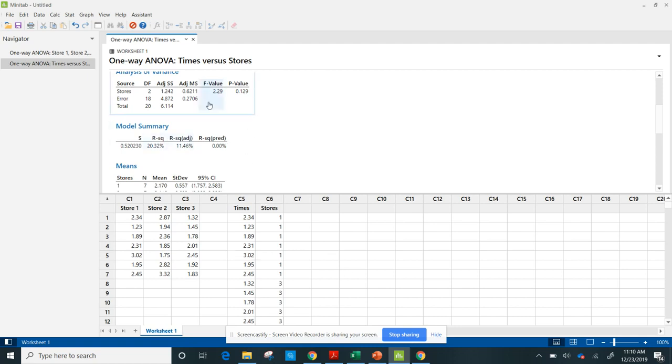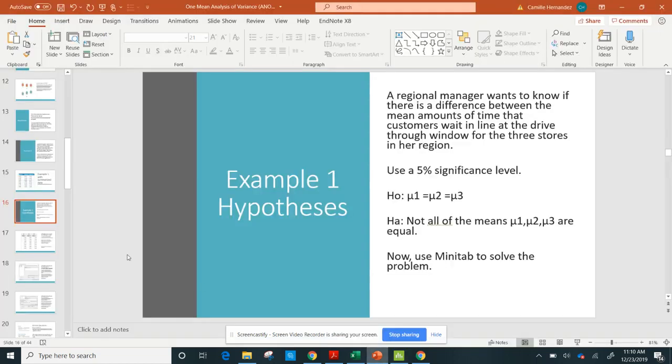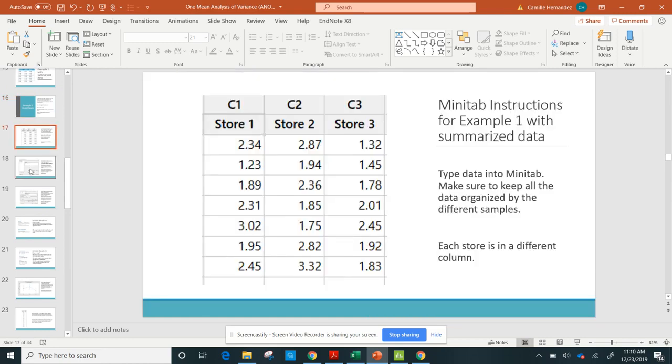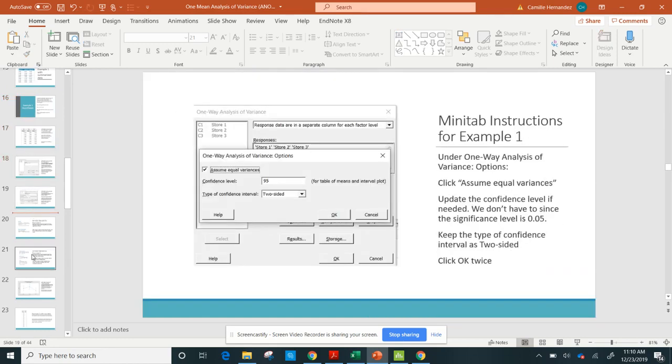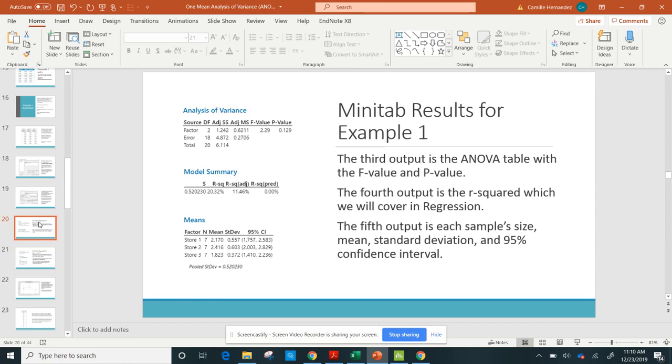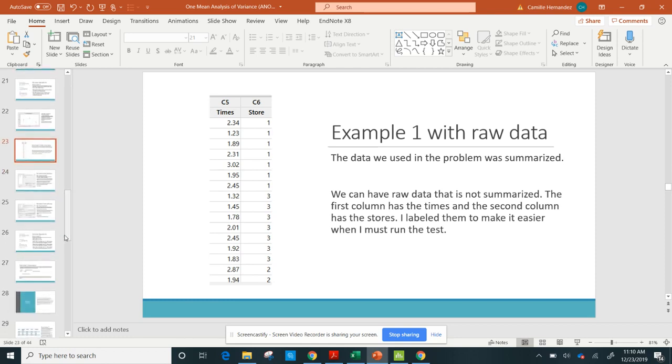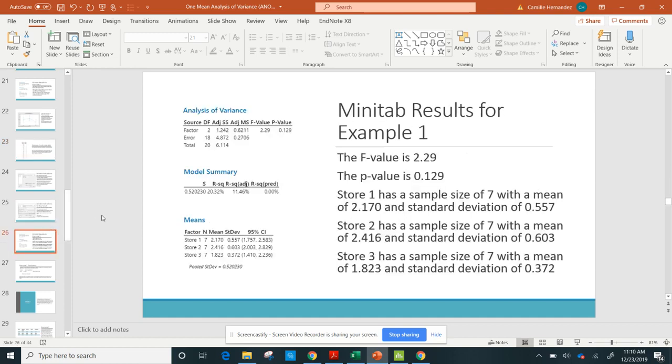So now that we've seen that I've concluded both ways, let's go ahead and make the formal conclusion. If I go back to the PowerPoint and scroll down, I have the ways to solve this for the raw data and the summarized data, as I called it. They're the same thing, it's just how you lay out the data. I made it summarized and raw just to help with it. So let's get the results.